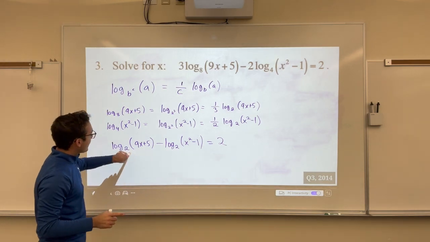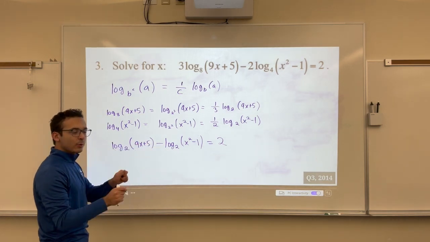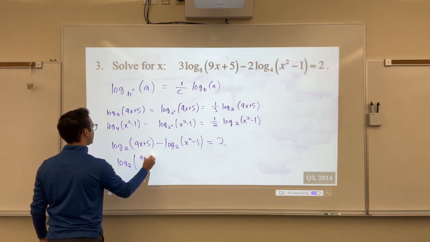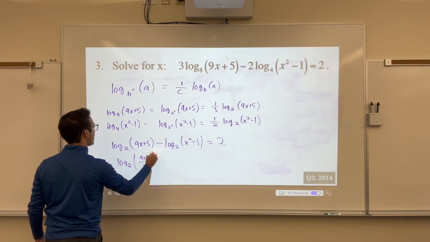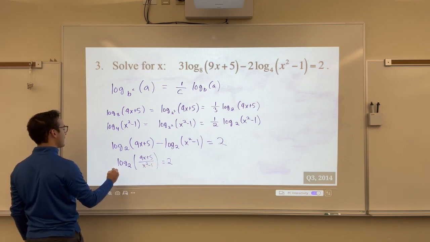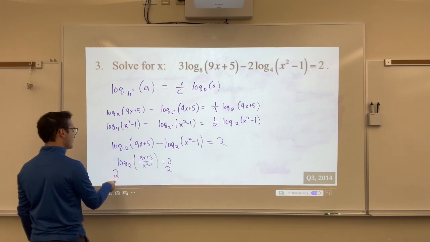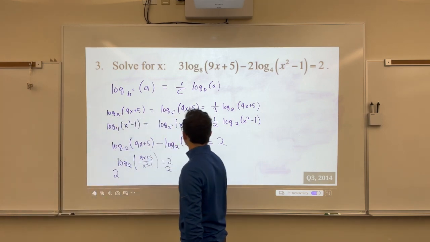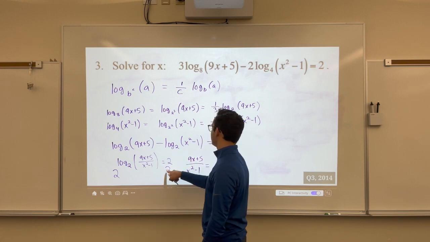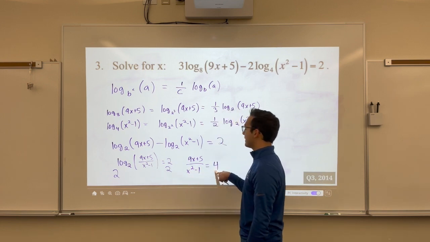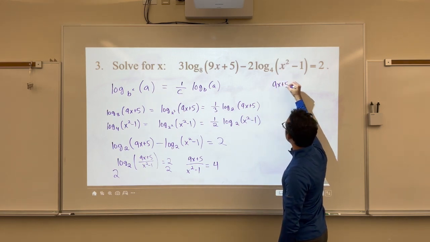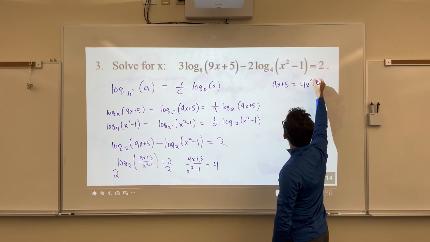And now, given that the bases are the same, we can apply the quotient rule. So we would say that log base 2 of (9x plus 5) over (x squared minus 1) is equal to 2. Now we've got to cancel out this log, so we treat these as exponents and we have a base of 2. So the 2 and the log base 2 cancel, so we'll say that (9x plus 5) over (x squared minus 1) is equal to 2 squared, which is 4. Multiply the x squared minus 1 on both sides. We get that 9x plus 5 is equal to 4x squared minus 4.